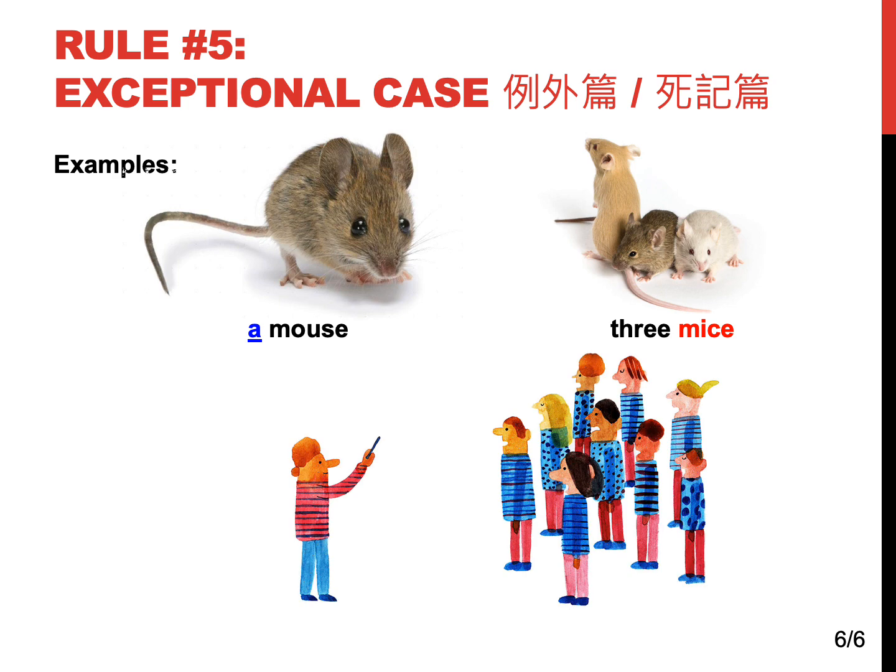On your left, you see a person. On your right, you see 9 people. Totally different spellings. A mouse, 3 mice. A person, 9 people.